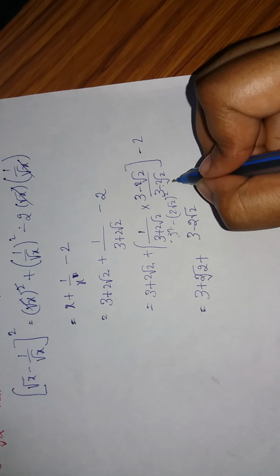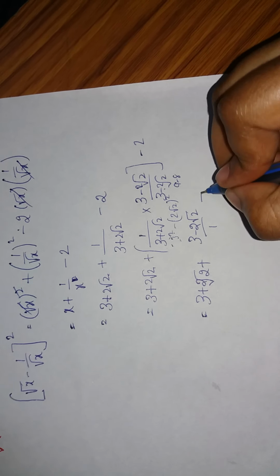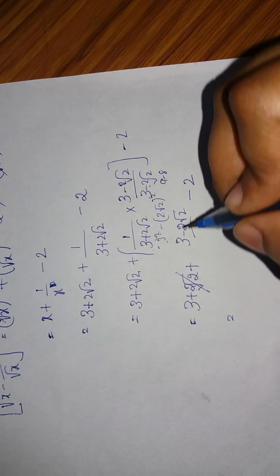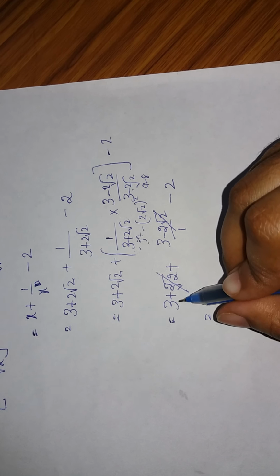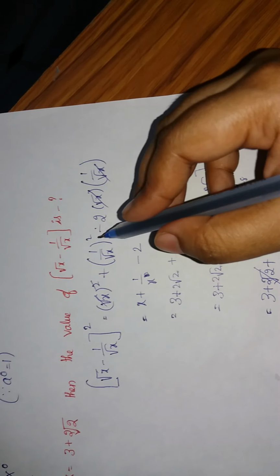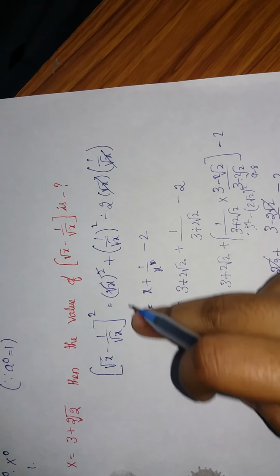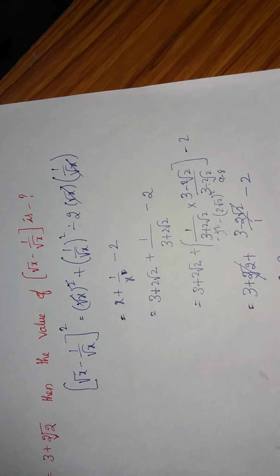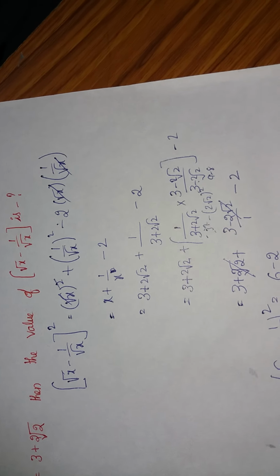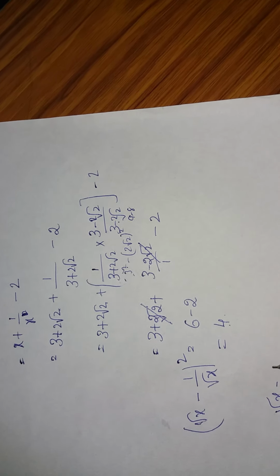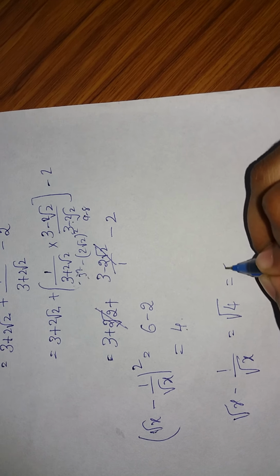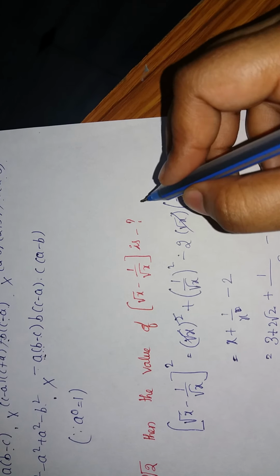So here we got 9 minus 8. 9 minus 8 is 1, we can neglect that. So here 2 root 2 minus 2 root 2 gets cancelled. Here the answer is 3 plus 3, 6 minus 2 is equal to 4. So for the expression root x minus 1 by root x whole square, its value is 4. So root x minus 1 by root x is equal to root 4, that is equal to 2. So the value of root x minus 1 by root x is 2.